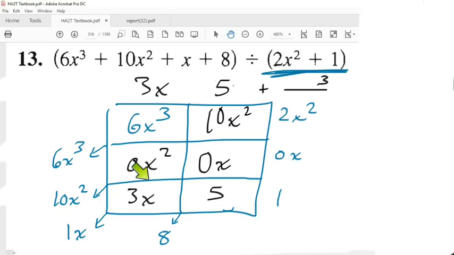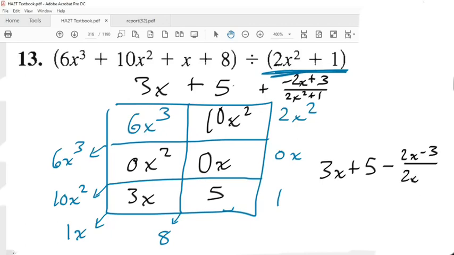And then also, did you guys notice this? 0 plus 3 does not equal 1. Oh, dear. So what is 1x minus 3x? It's almost like it's the same. It is the same. So we have 3x plus 5 plus that crazy looking fraction thing. And if I take the negative out of the crazy looking fraction thing, it'll look like this. 2x minus 3 over 2x squared plus 1.